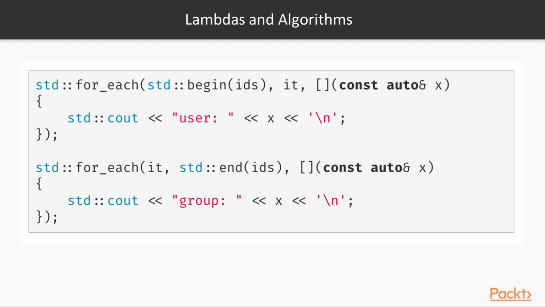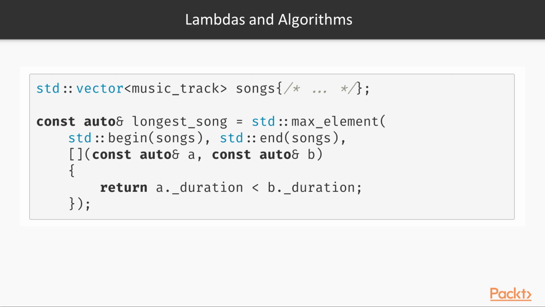Another very powerful algorithm is std::max_element. Given a range and a comparison function, it will find the maximum element with respect to the comparison function inside the range and return an iterator to it. Here's an example. Imagine that we have a vector of music tracks and we want to find the longest song. What we can do is std::max_element with the begin of songs, end of songs, and then provide a comparison lambda that gets song A and song B and simply returns the comparison of their duration. This will return an iterator pointing to the longest song in the vector.